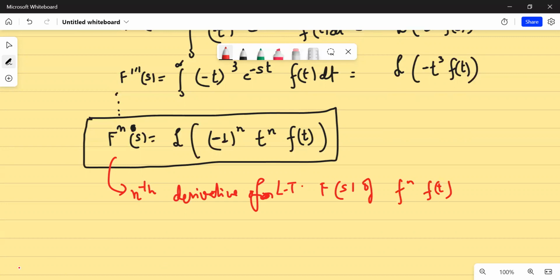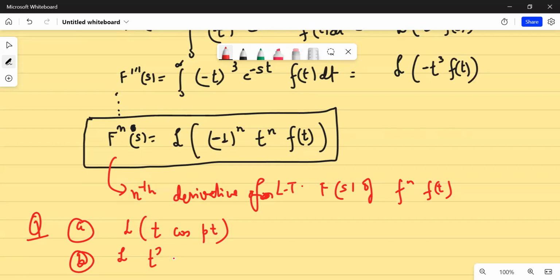Now, as homework, try to calculate the Laplace transform of two of these functions that I'm giving. One, the Laplace transform of t times cos pt, and the other, the Laplace transform of t squared e raised to the power t. These are your homework. We'll see, and I hope to see you tomorrow. We'll start with integrals first, and then we'll go along and see how to evaluate the inverse Laplace transform. Hardly a 3-day topic, and we'll finish these things in 3 days.